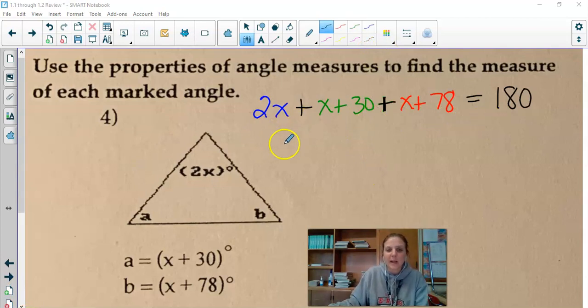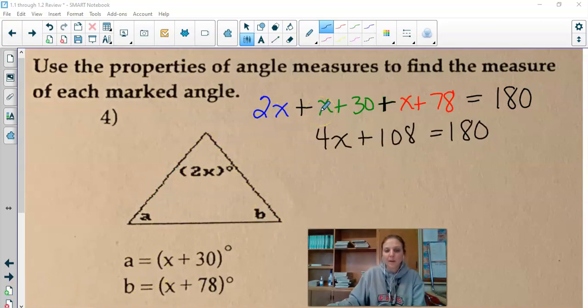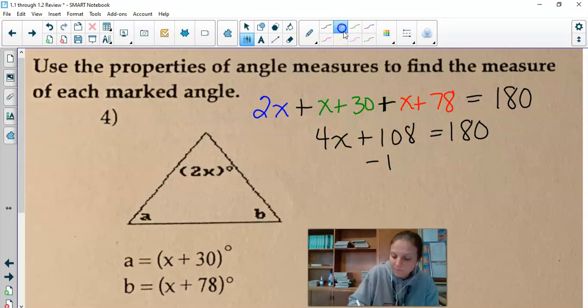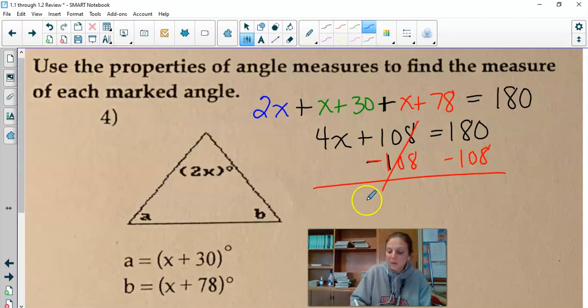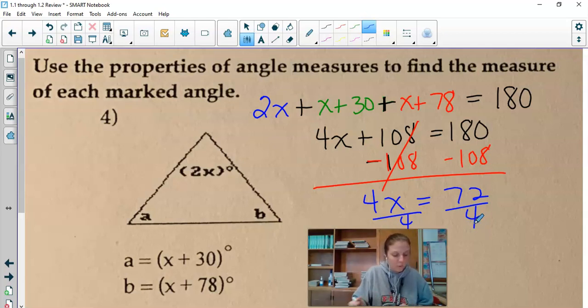So once I have them all listed out, again, it doesn't matter which order you list them, I'm going to go ahead and combine the like terms. So 2x plus x is 3x, plus x is 4x, and then 30 plus 78 is 108. So then I'm just going to solve this equation. Okay, so I'm left with 4x, and I subtracted these in a calculator. I got 72. I'm going to divide by 4. So 72 divided by 4, and I get x equals 18.